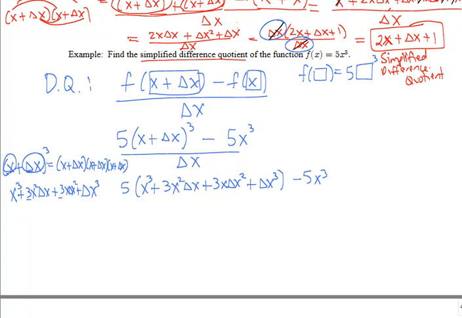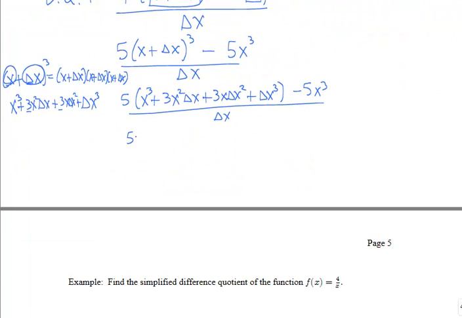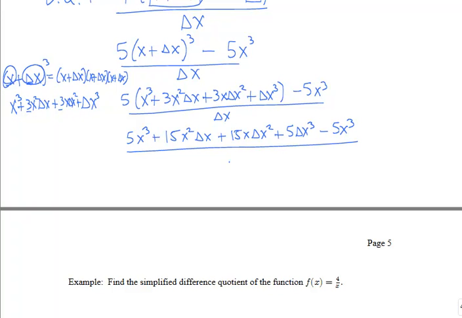And then what I want to do to all of that is distribute my 5. So I'm going to get 5x cubed plus 15x squared delta x plus 15x delta x squared plus 5 delta x cubed minus that 5x cubed from the side. And what's good is that those 5x cubes should cancel. So what we're left with are just terms on the top that have delta x's, which means I can factor out a delta x from each of these 3 terms.